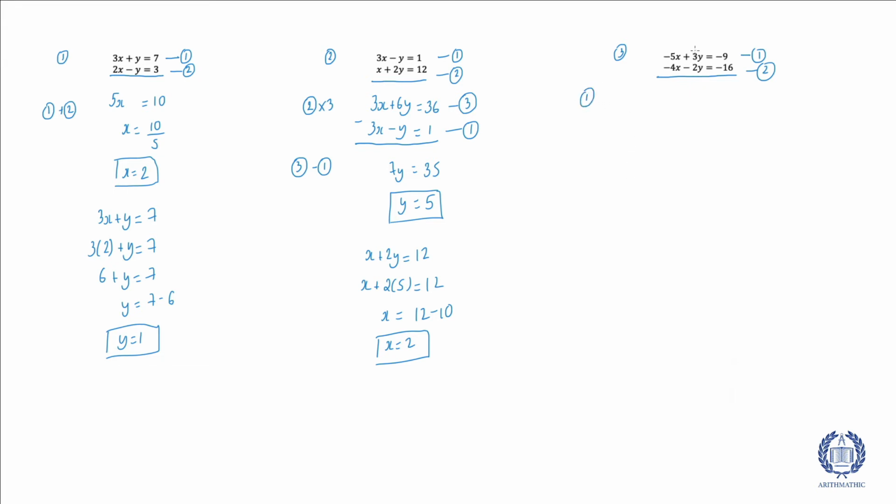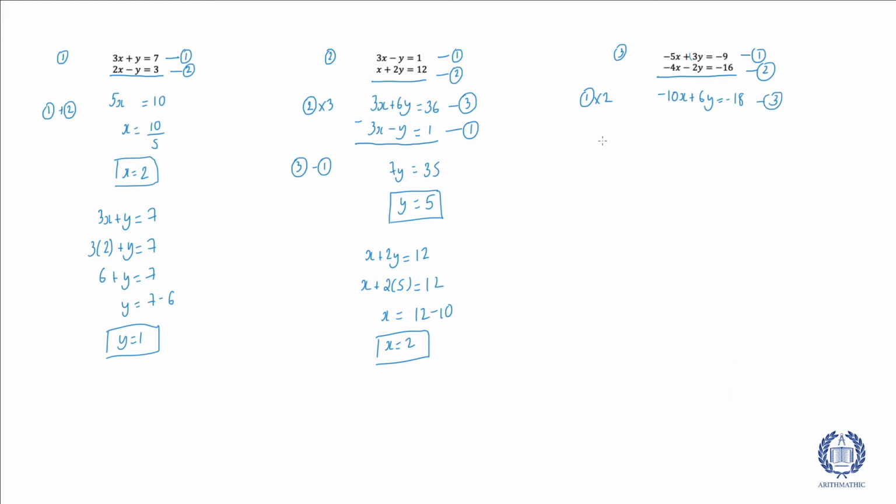So then I can say equation 1. For 3, how do I get 6 from 3? I multiply that by 2, because I know 3 times 2 gives me 6. So equation 1 times 2, I'm going to times everything in equation 1 by 2. So minus 5x times 2 is minus 10x. 3y times 2 is 6y. And then minus 9 times 2 is minus 18. Remember, this is a new equation, so I label this as equation 3.